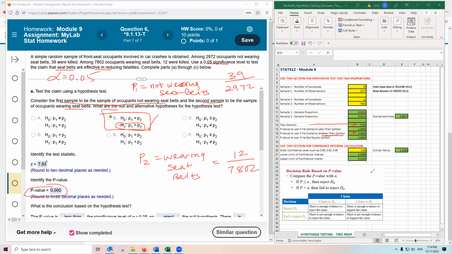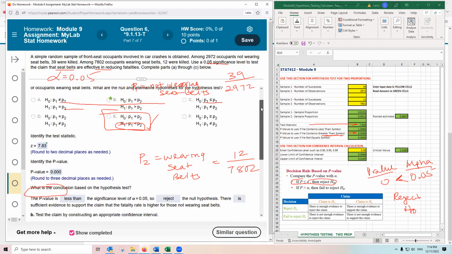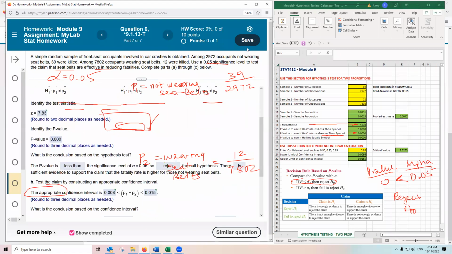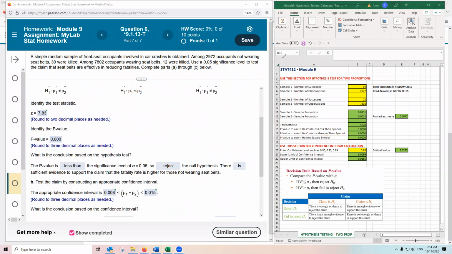All right, well, we can come to a conclusion. Our p-value is 0. They told us to use alpha equal 0.05. Well, the p-value is less than alpha. If the p-value is less than alpha, our decision here is going to be reject the null hypothesis. So we're going to reject the null. So let's scroll down. Let me clear this. All right, we're scrolling down here.